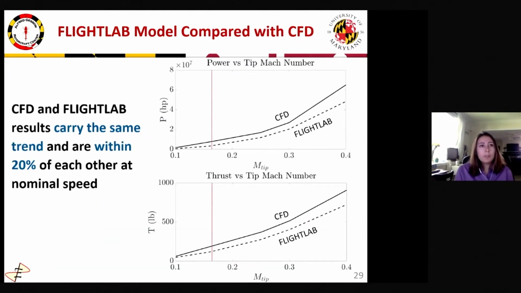We compared our simplified Flight Lab model with CFD results generated for Helico. Shown here are the power and thrust versus tip Mach number. The results carry the same speed and are within 20% of each other at Helico's nominal speed, which is denoted with the red line.